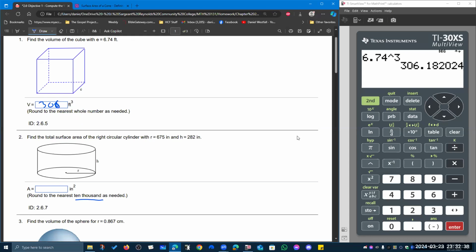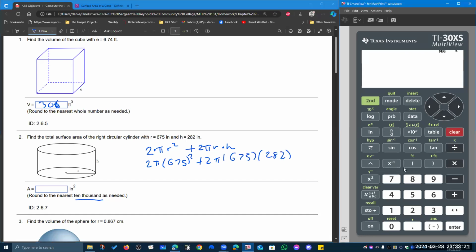Next, they want the surface area of the cylinder with a given radius and height. So the total surface area is going to be the top and bottom pieces, 2 times pi r squared for the areas of the top and bottom, plus 2 pi r for circumference times the height, and that gives me the surface area of the outside there. So let's stick in some numbers here: 2 pi times 675 squared plus 2 pi times 675 times 282.